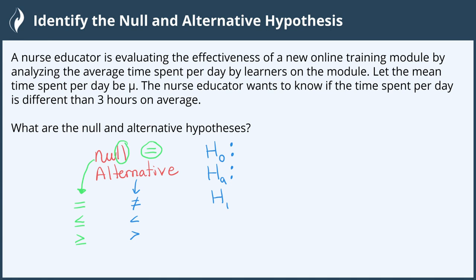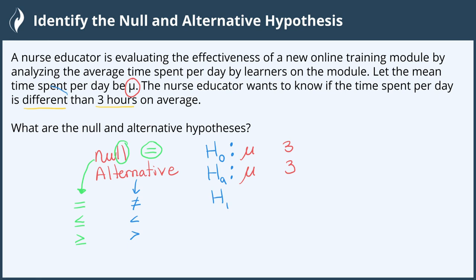Going back to read what our problem gave us, we were told that the average is mu, so we will be comparing both the alternative and the null hypotheses with mu. We also read that the nurse educator wants to see if the time spent, the average time, is different than 3 hours. So we will be comparing both of these to 3 hours.